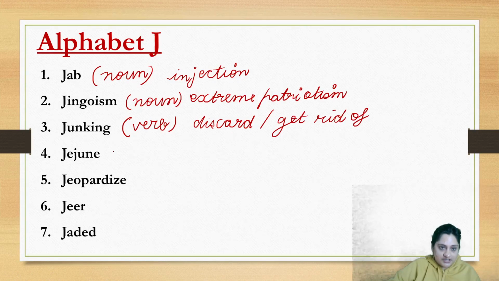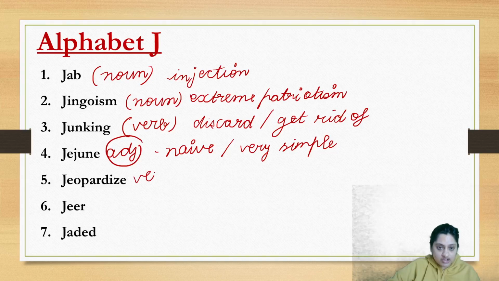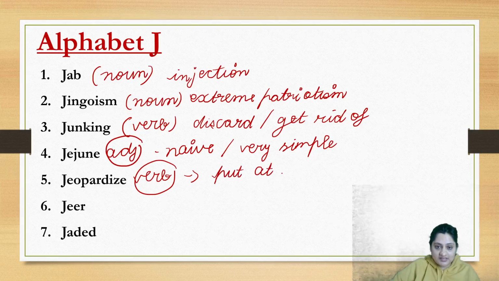Jejune is an adjective which means naive. Somebody who is simple, naive, very, very simple, uninterested, that is jejune. Jeopardize is a verb, to do something that may damage something. Put at risk, put in danger. Jeopardize, put something at risk, put something in danger.